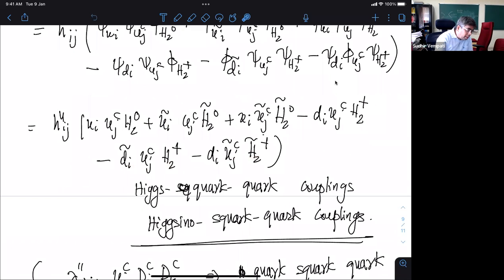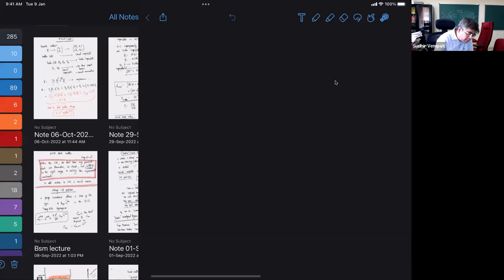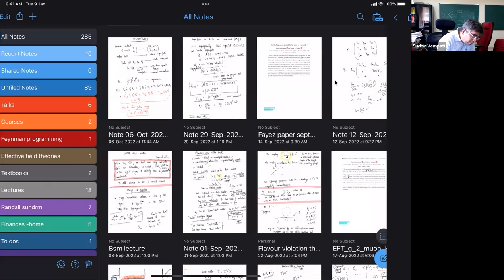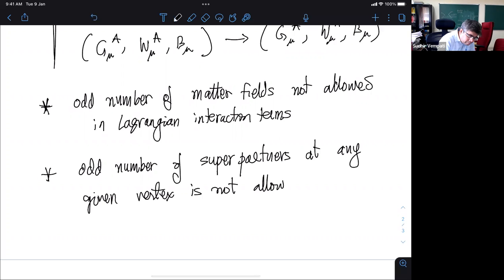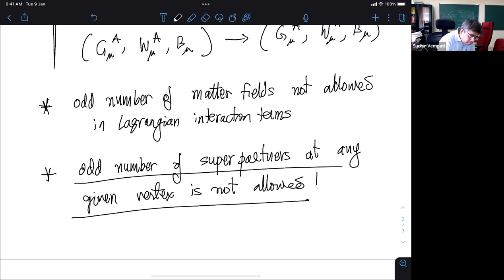So in terms of superpartners, in terms of the component fields, an odd number of superpartners at any given vertex is not allowed. Okay, an odd number of matter superfields. Let's put it more carefully: an odd number of matter superfields is not allowed in the interaction Lagrangian terms, and an odd number of superpartners at any given vertex is not allowed.